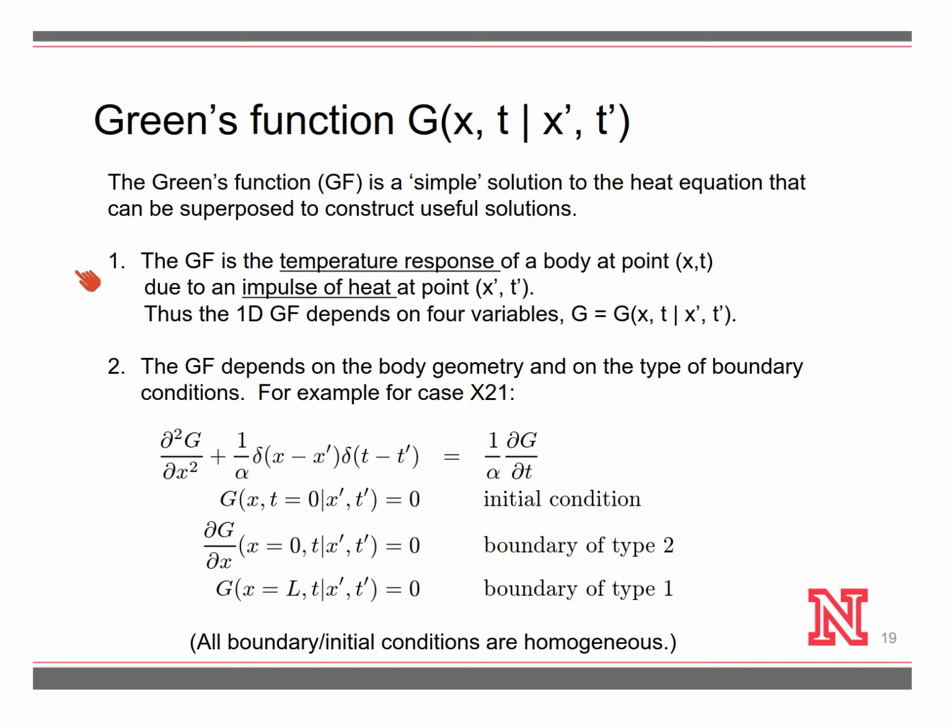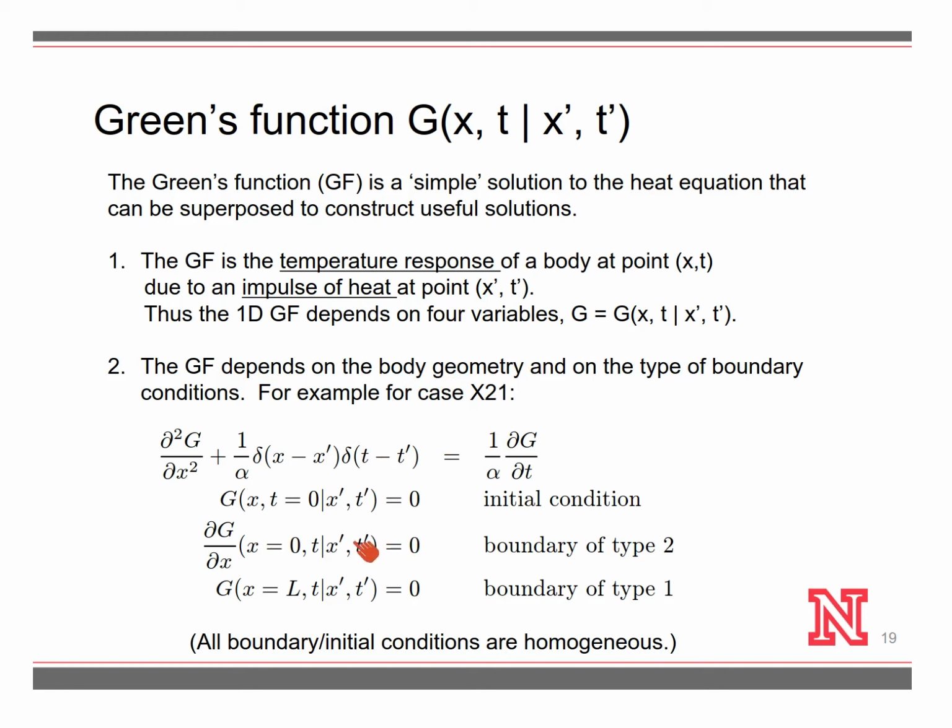It's the temperature response at an observation point, x and t, due to an impulse of heat at a heating point, x prime and t prime. So the one-dimensional Green's function depends on four variables. It's the heating, the observation point, and the heating point. The Green's function depends on the body geometry. In this case, it's a slab wall, and on the type of boundary conditions present. So x21 describes the Green's function.